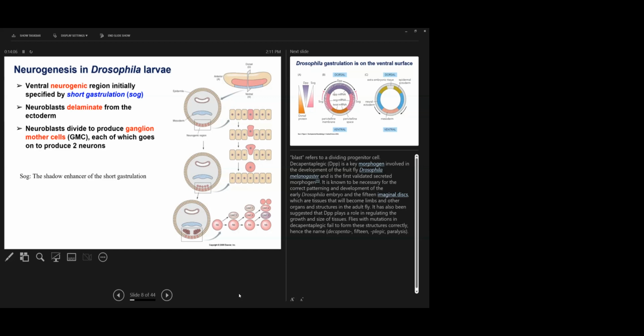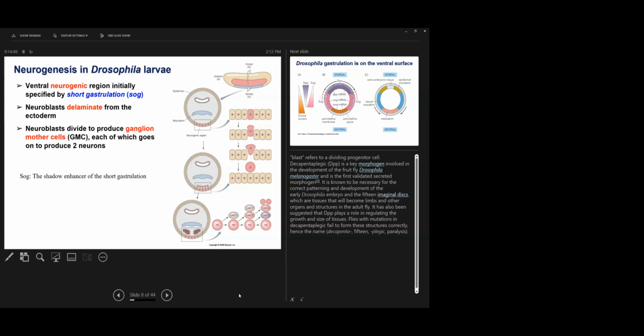Okay, so what happens is, during the gastrulation phase, a specific type of cells delaminates from the ventral side of the embryo in the gastrula stage. This is the delaminating cell. It delaminates, and these cells are called neuroblast cells. The expression of SOG actually defines the neurogenic region of this embryo.